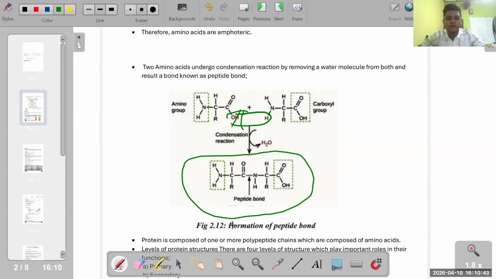Two, very good. Two amino acids are present. Why? See here, one from here and the other from here, right? Can you see? But the bond that joins two amino acids is called what type of bond? Peptide bond. Now can you see there are two amino acids.